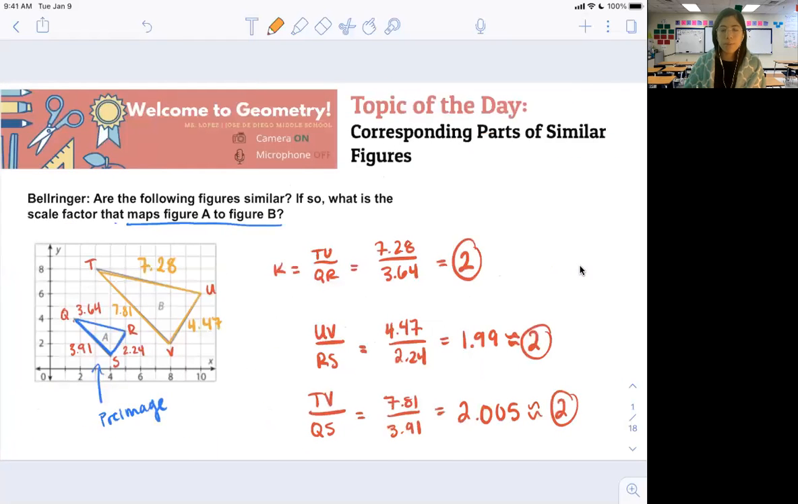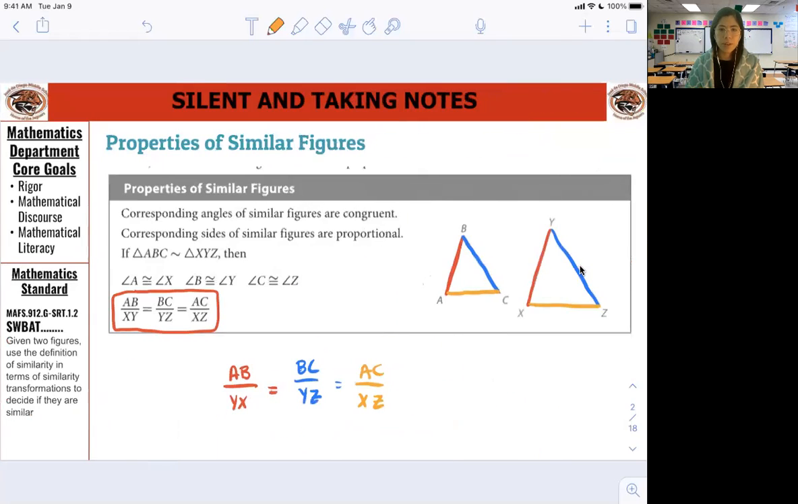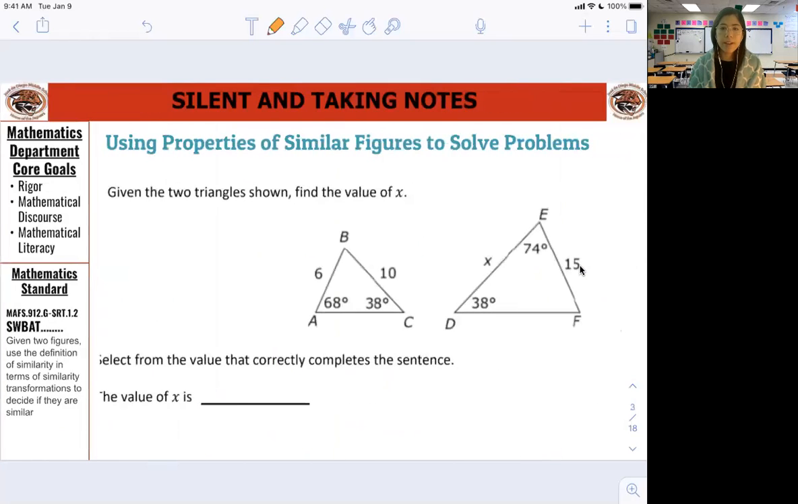All those three pairs of corresponding sides, when you divide them, when you get the ratio, they all end up being the same, 2, 2, and 2. Now, don't forget, however, that the angles remain congruent. So angles don't get larger, angles stay the same. So with that in mind, today we're going to be working on problems where we have to find the missing values. So a lot of algebra today.